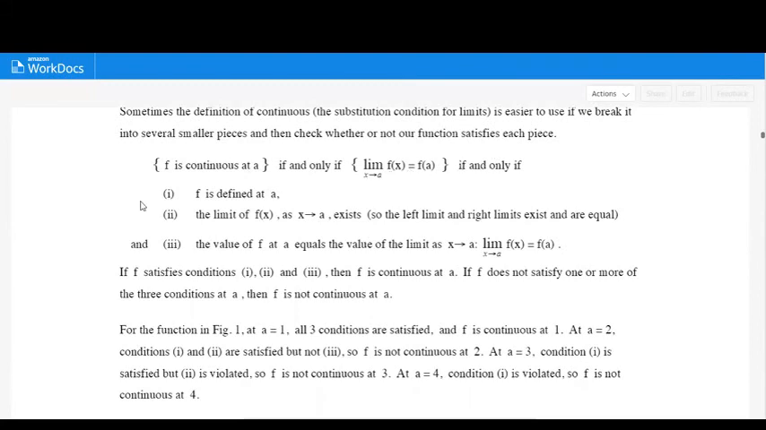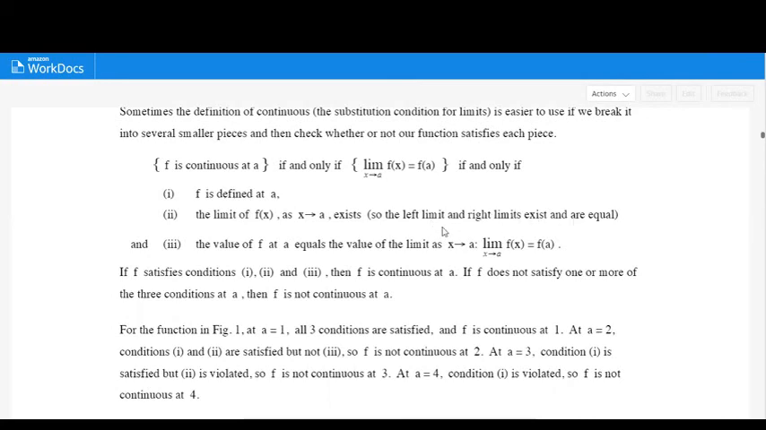If and only if, number 1, f is defined at a. So if we say defined, hindi siya undefined, hindi din siya indeterminate, hindi rin siya imaginary. Number 2, the limit of the function as x approaches a exists. So if we say nag-exist ang limit, same din dito kay number 1, hindi siya undefined, hindi siya indeterminate, hindi din siya imaginary number. So here, ang ibig sabihin din nito sa number 2 is the left limit and the right limit exist and are equal.